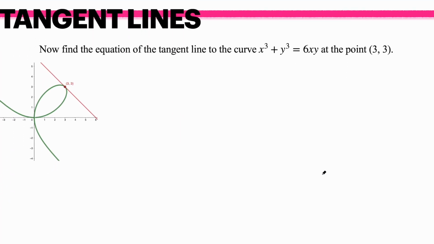So we're now going to do the same thing, except now we're actually going to find the equation of the tangent line at a certain point. So I graphed this and then found at (3, 3) the tangent line. And I want to know, what is the equation of that tangent line? This right here. I want to know what that is.